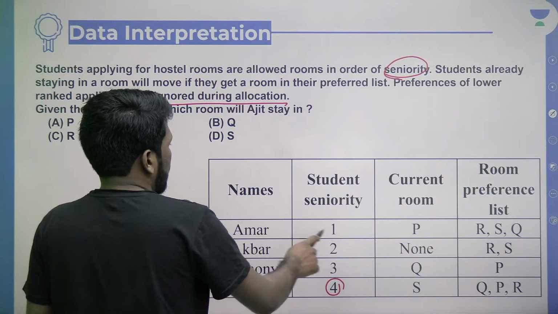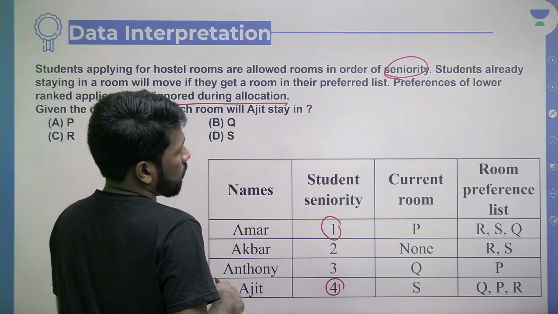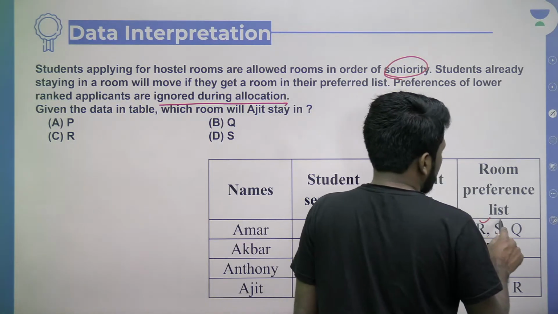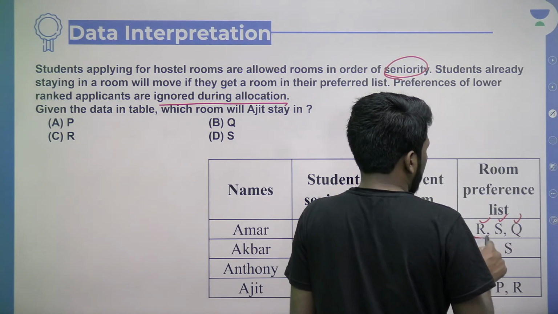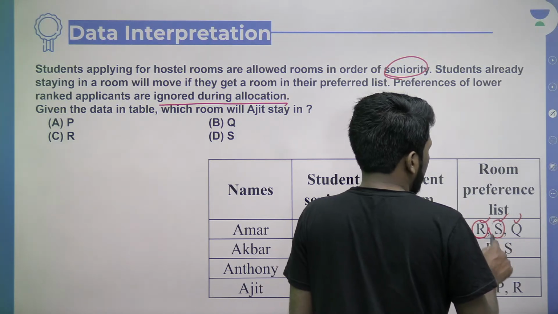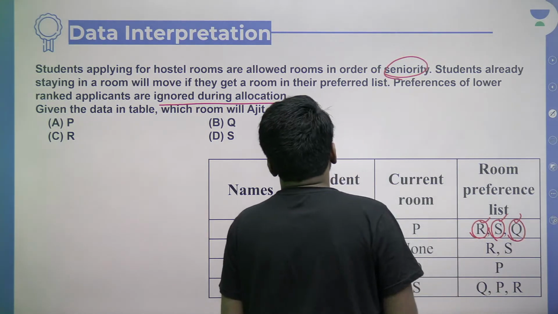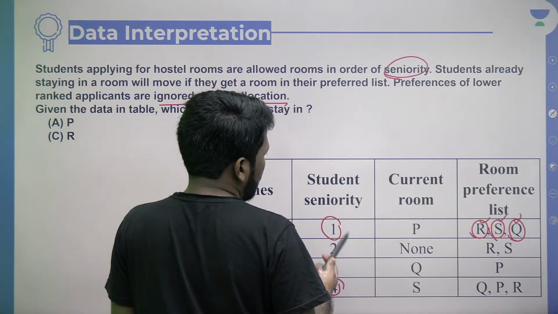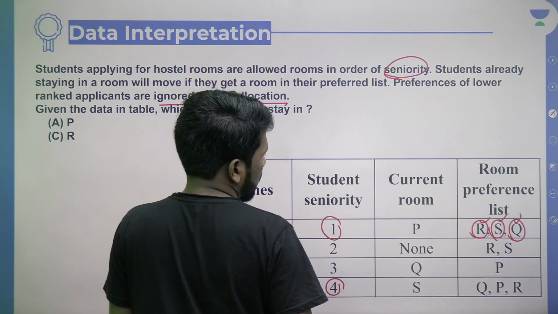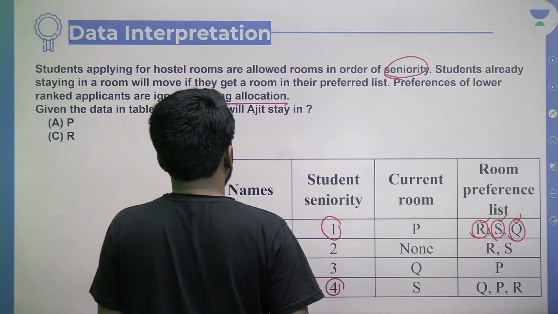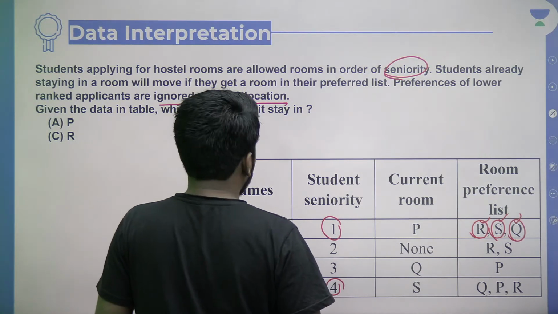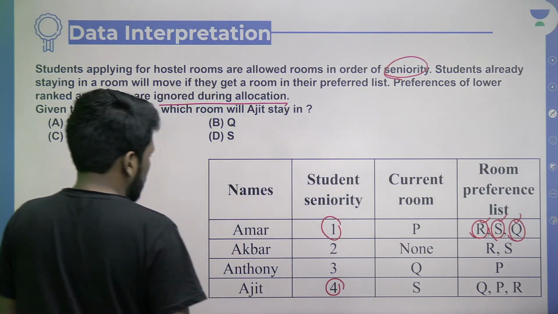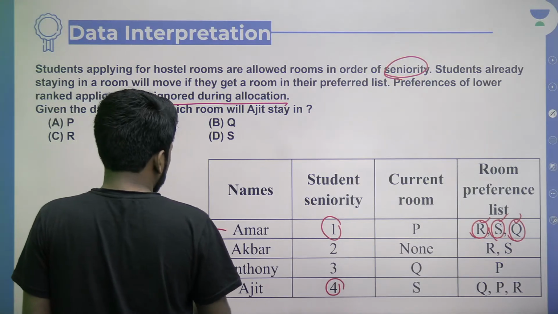But Amar has higher priority because Amar is more senior. So Amar's preference list is RST. That means he prefers R, next S, then Q. He is preferring R, so he can be given R because he is the senior most person. Are you all understanding? So Amar will be given R. The question is asking about Ajit. So Amar will be getting R.